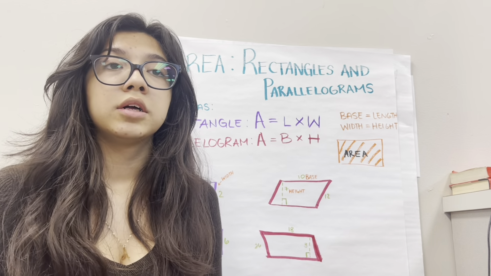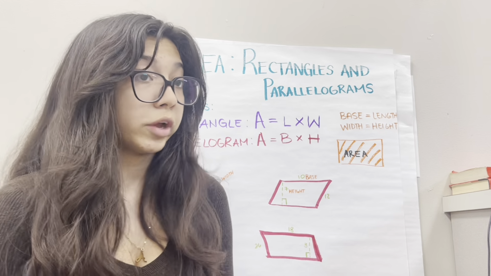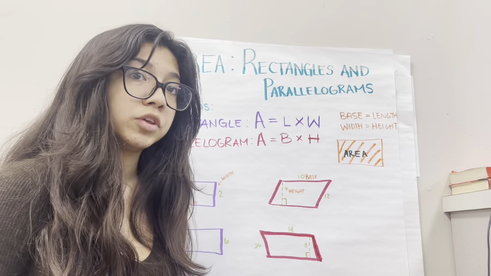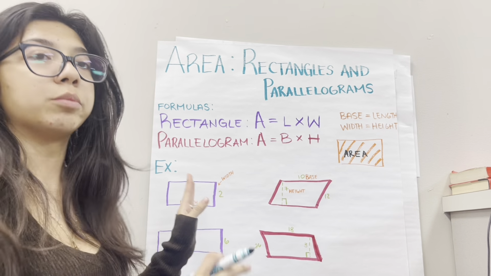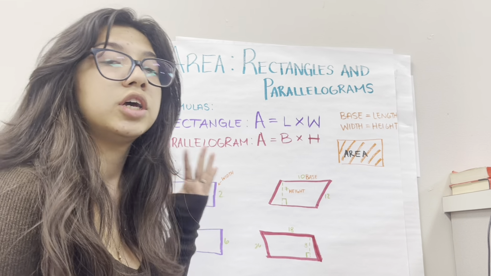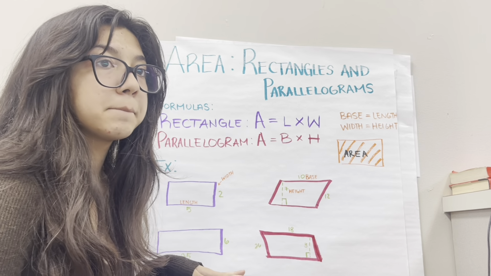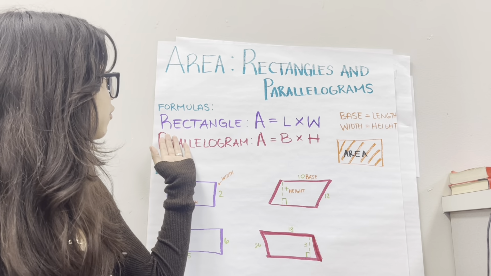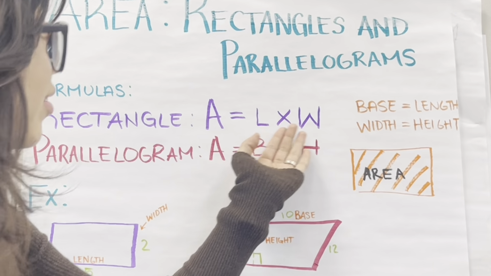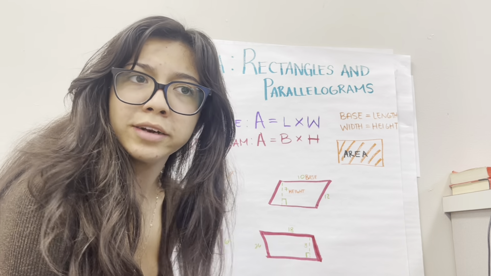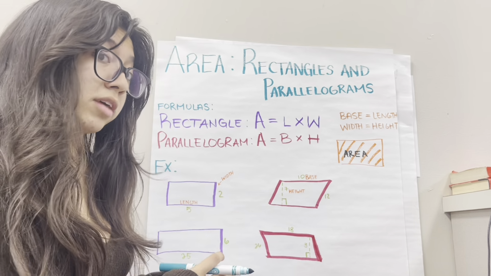Now our goal today is to understand how to calculate the area of rectangles and parallelograms. So let's jump right into our lesson. Here on the board, you see a few formulas. Let's focus on the rectangles first. The formula to find the area of a rectangle is simply multiplying the length times the width. Seems easy enough, right? Now let me walk you through a couple of examples for rectangles.